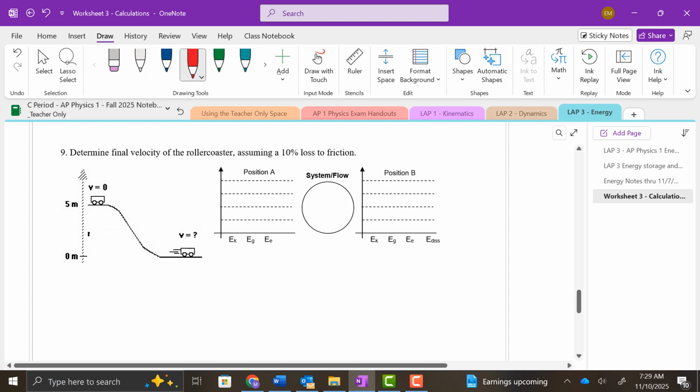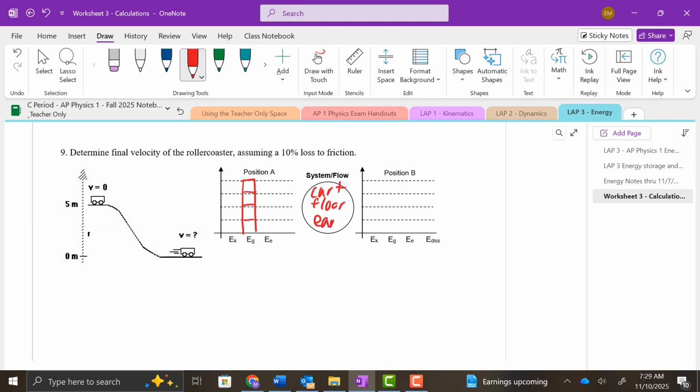I see here I'm not moving. I'm at the top of a hill. That's EG. And I have to fill in my system. I keep forgetting to do this first. I need to do it. Cart, floor, earth. That's pretty much it.